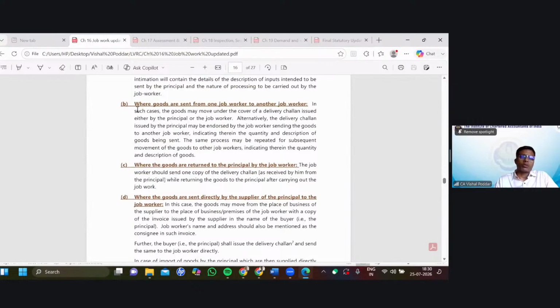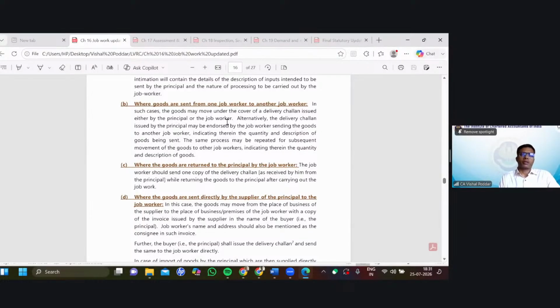Now, the second procedure is where goods are sent or shifted from one job worker to another. So many times it may happen that your goods require multiple processing and one job worker is only able to do one processing. So what you do, you complete one job worker's process, then from there the goods are shifted to the other job worker. In such cases, again, the goods have to be shifted using a delivery challan. This may be issued either by the principal or the job worker. So the principal from his premises can still issue the delivery challan.